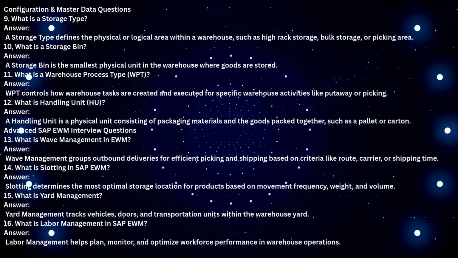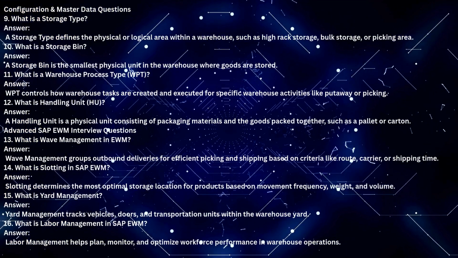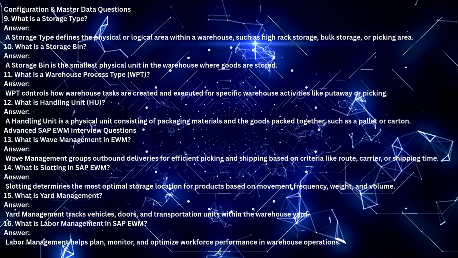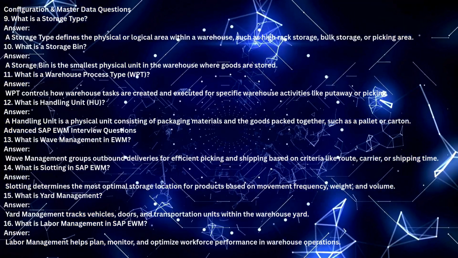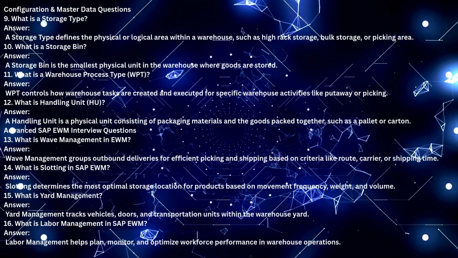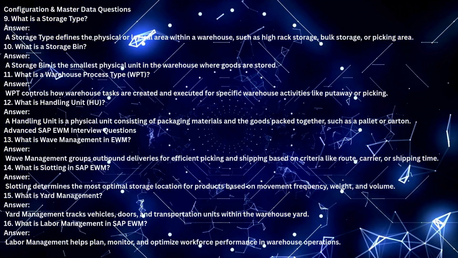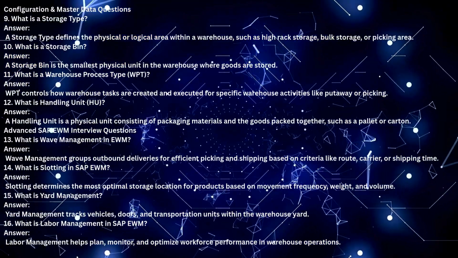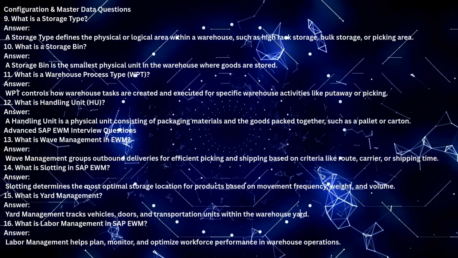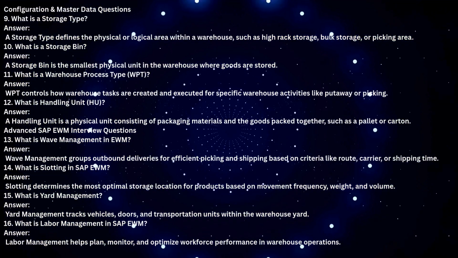Configuration and master data questions. 9. What is a storage type? Answer. A storage type defines the physical or logical area within a warehouse, such as high rack storage, bulk storage, or picking area. 10. What is a storage bin? Answer. A storage bin is the smallest physical unit in the warehouse where goods are stored. 11. What is a warehouse process type, WPT? Answer. WPT controls how warehouse tasks are created and executed for specific warehouse activities like put away or picking.